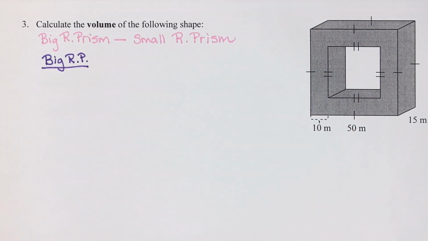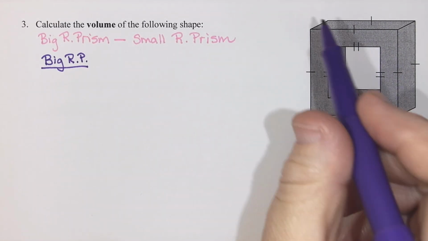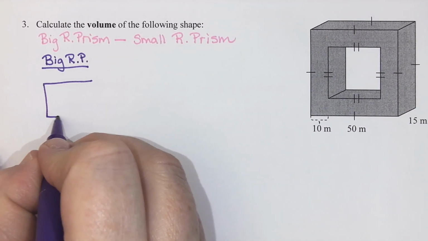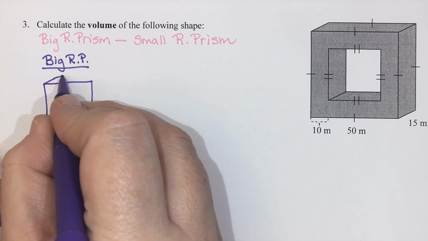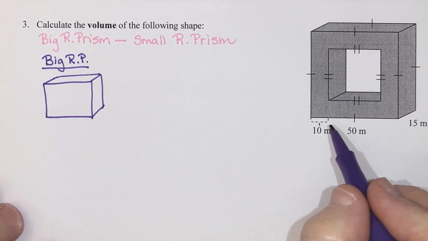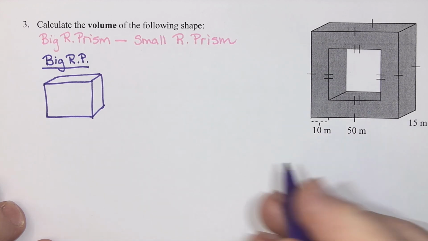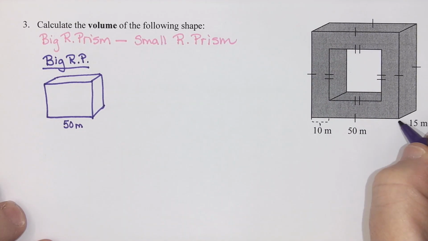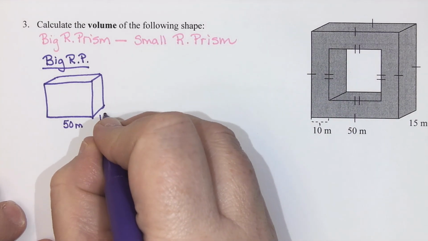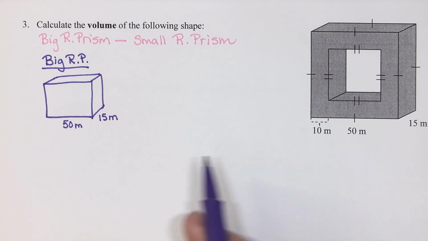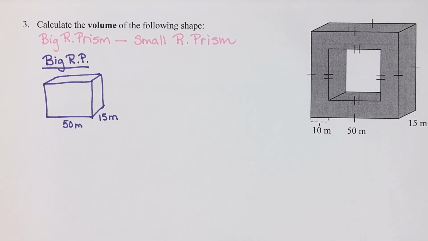There we go. So sometimes I like to draw myself a picture of what that shape looks like. So it is a rectangular prism. Looks a little bit like that. Okay. On the bottom, I see that it is 50 meters. And then the width here is 15 meters. We'll start with that. We'll talk about that 10 in a minute.